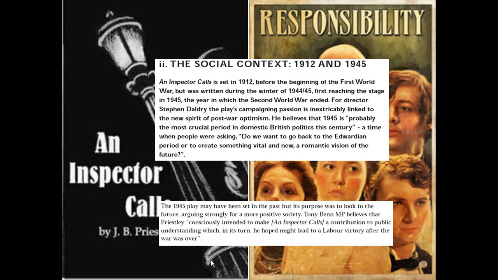So he sets his play in 1912, but it's shown in a post-1944, post-World War era, to a post-World War audience. Now the audience that saw this play, you could guarantee that someone in their family, someone they knew, would have been lost in both of these wars. And if you bear that in mind and try to put yourself in the position of these people, just imagine how they felt.